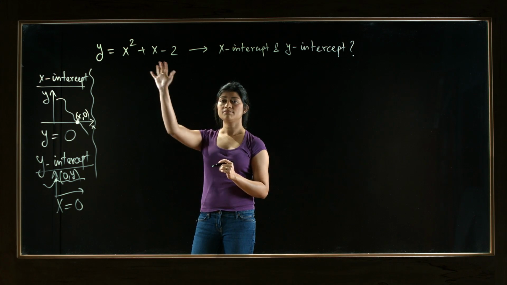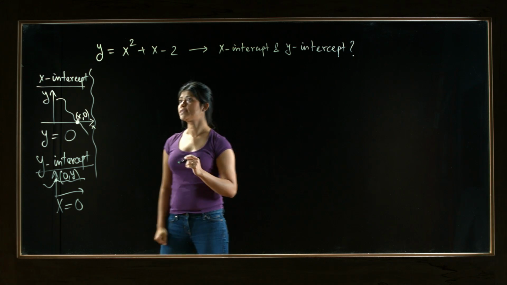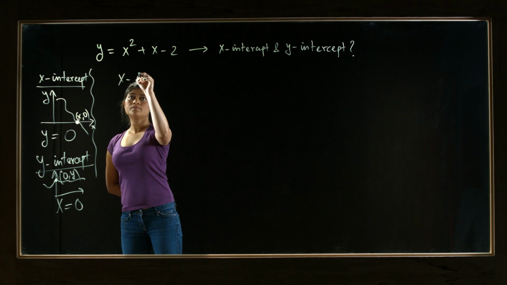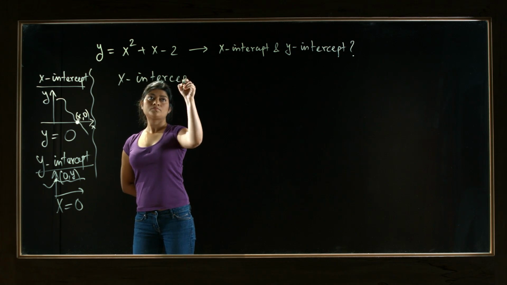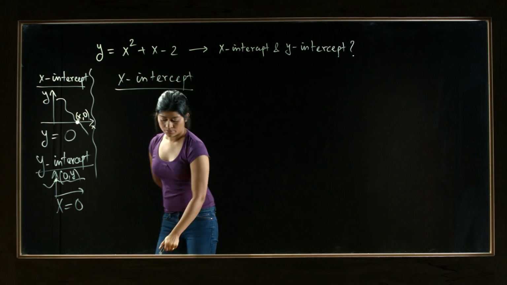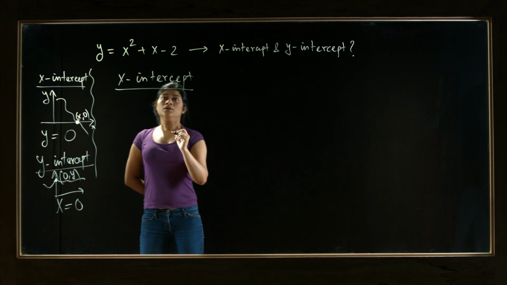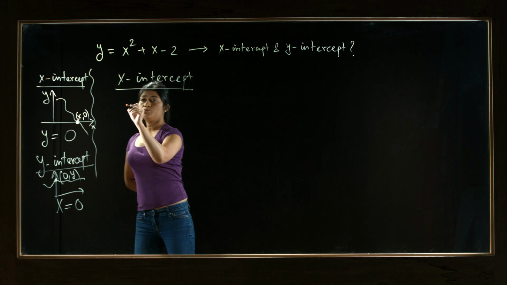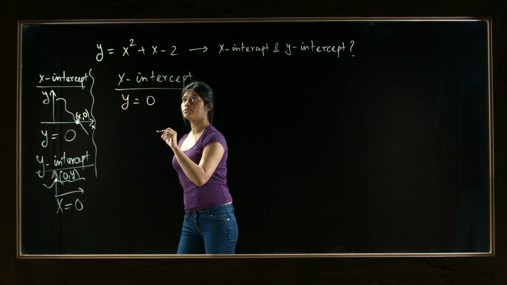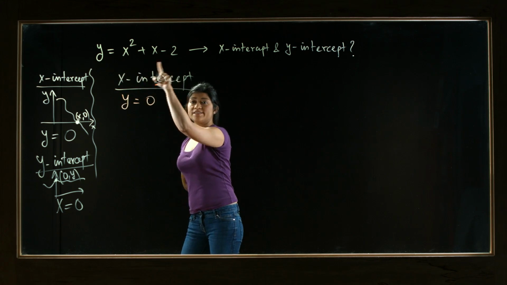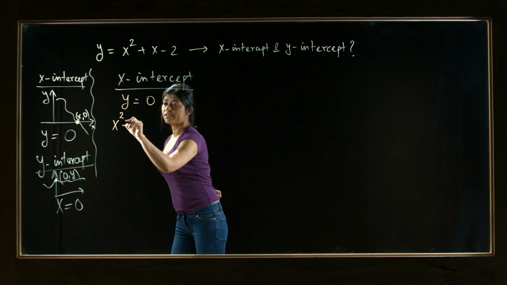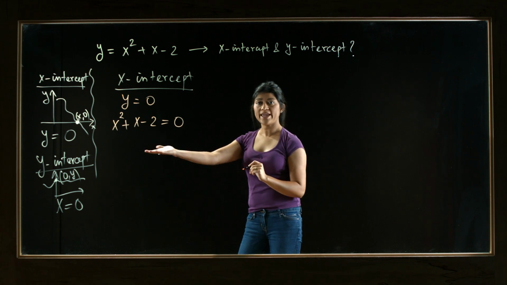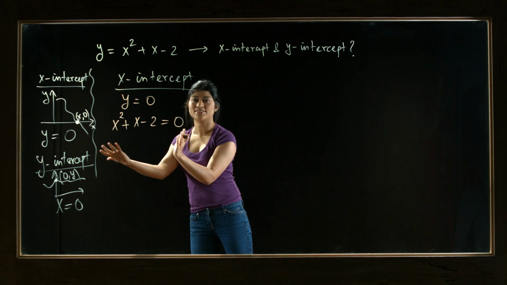So let's take this equation and figure out the x- and y-intercepts, if there are any. Let's do the x-intercept first. Remember, for the x-intercept, you have to set y equals 0. So here is our equation. We set y equals 0, that means x squared plus x minus 2 is equal to 0. And then we have to solve for x, to figure out for which x values this is true.